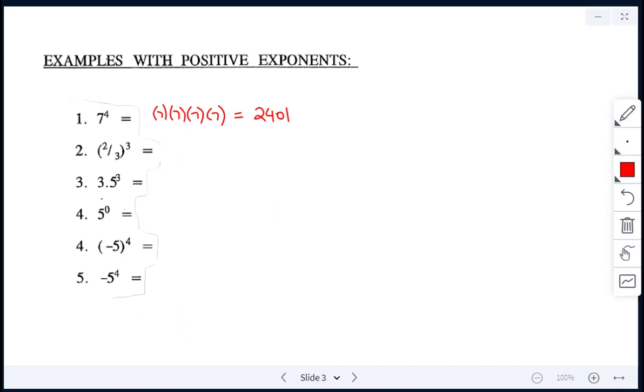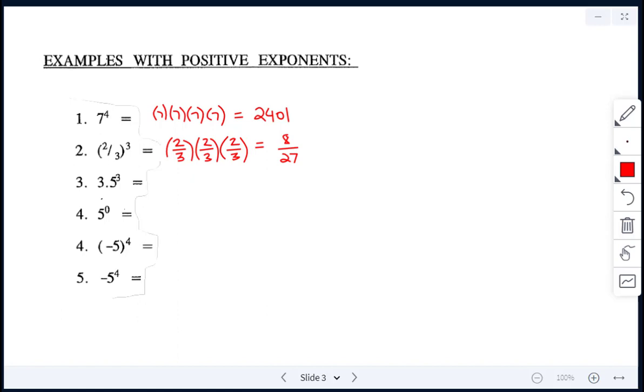All right, so the next one we have is a fraction with a positive exponent. Writing this out in standard form, 2 over 3 times 2 over 3 times 2 over 3. All right, and we can multiply out our numerators here, 2 times 2 times 2, which gives me an 8. And then I'm just going to multiply the denominators, 3 times 3 times 3, which is 27. So for that, I get 8 over 27.